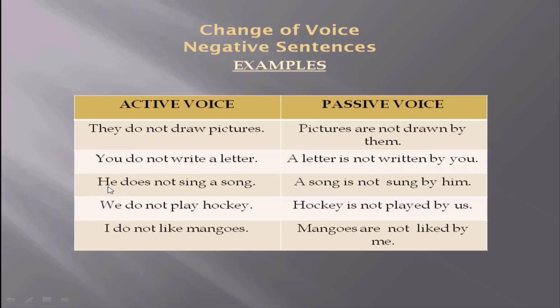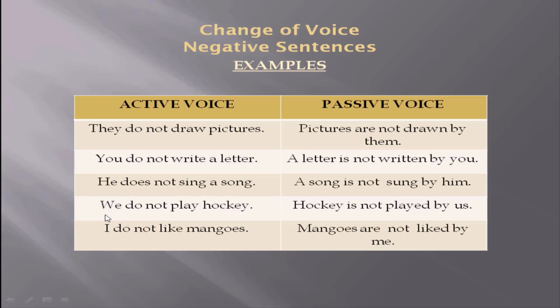In sentence number 3, he is subject, sing is verb, and a song is object. Formation of passive voice will be as a song plus is plus not plus third form of sing plus by plus him. The sentence will become a song is not sung by him.